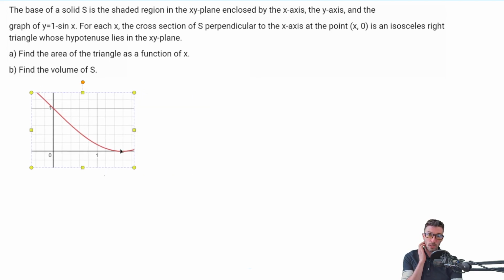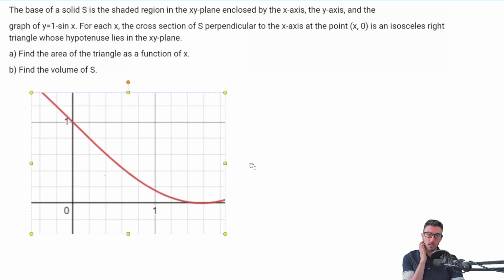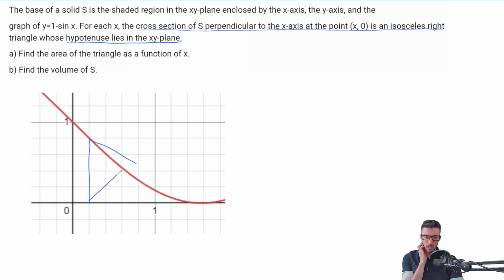Okay, so for each x, the cross section of S perpendicular to the x-axis. Let's just draw in something that maybe looks like this. And that is actually supposed to be the hypotenuse, which lies in the xy plane. But the cross section of S perpendicular to the x-axis is an isosceles right triangle. So let's have a right triangle be jutting out of this.